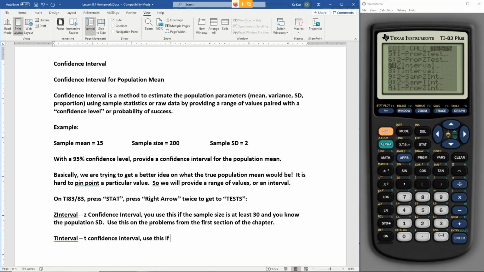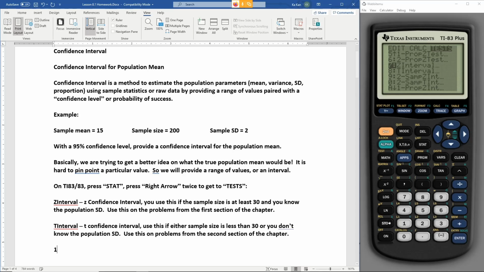Use this if the sample size is less than 30, or you don't know the population standard deviation. Use this on problems from the second section of the chapter. That's the T interval. And the one underneath is 1-PropZInt.